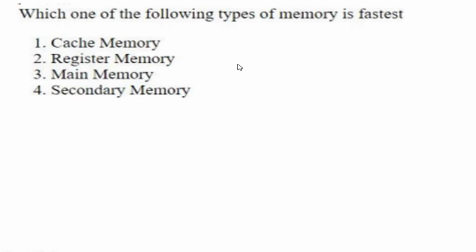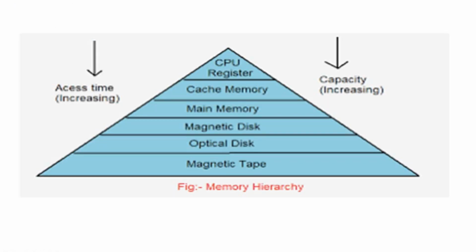The first question is, which of the following types of memory is fastest? To solve this question, first we need knowledge of the memory hierarchy. So let's have a look at it. In this hierarchy, CPU registers are at the top. Then we have cache memory, then main memory, magnetic disk, optical disk, and magnetic tape.